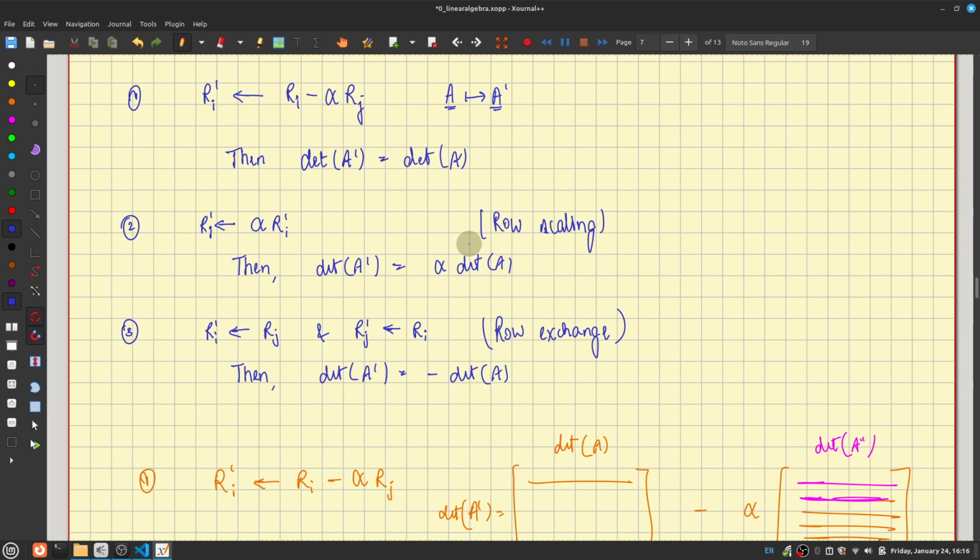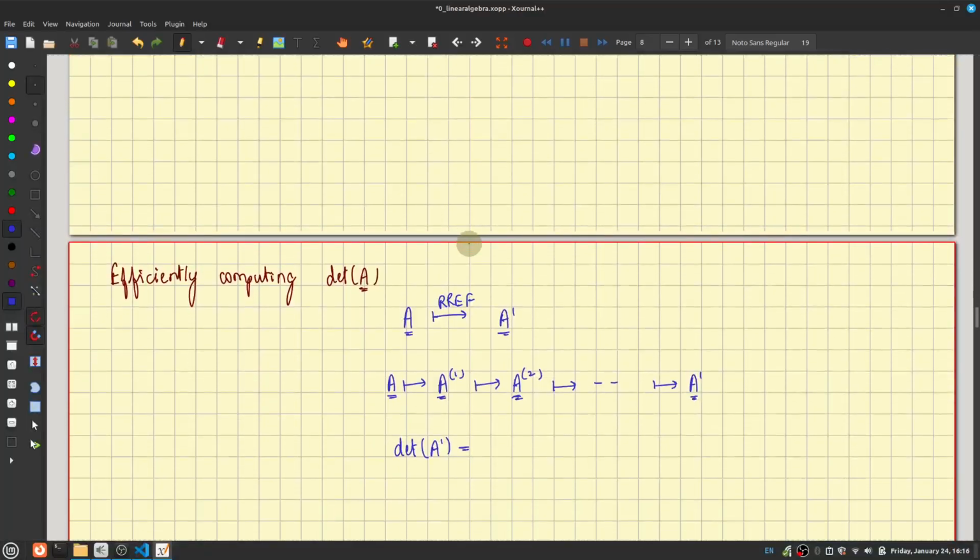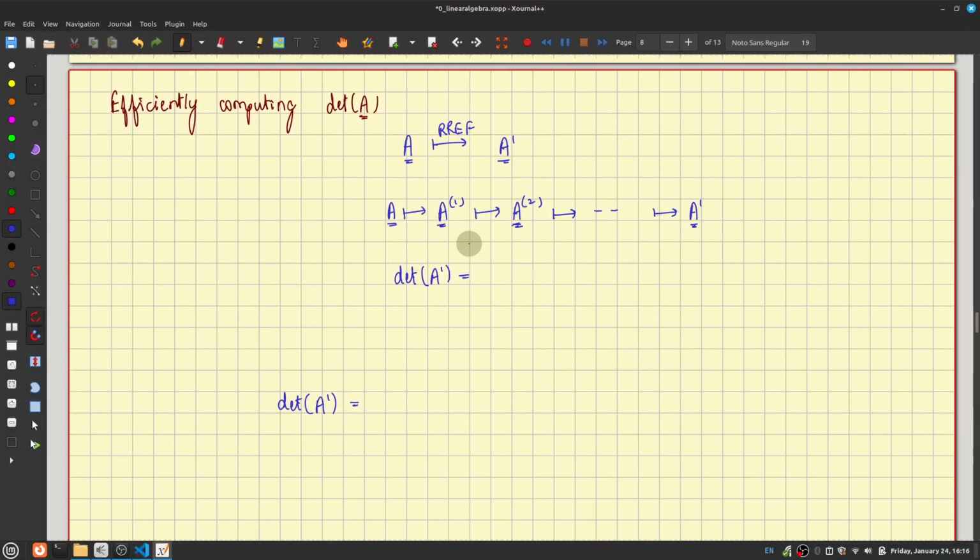Okay. Now we have all of the ingredients that we want to be able to compute the determinant. How so? So let's take our matrix. We have an n by n matrix. Let me first compute the row reduced echelon form, but at the same time I'll keep track of what all operations I did in order to get to this row reduced echelon form.